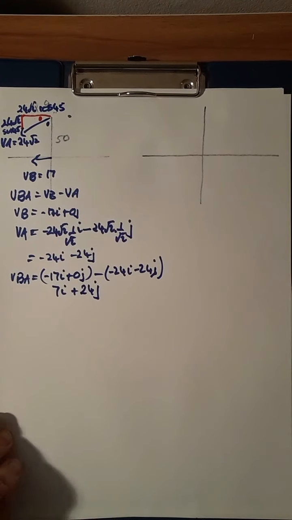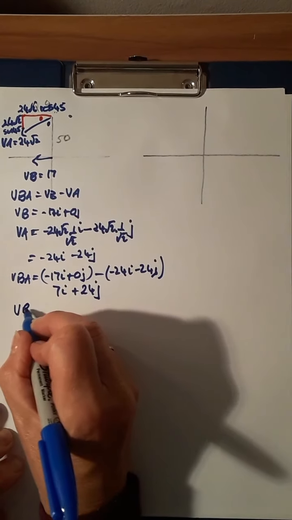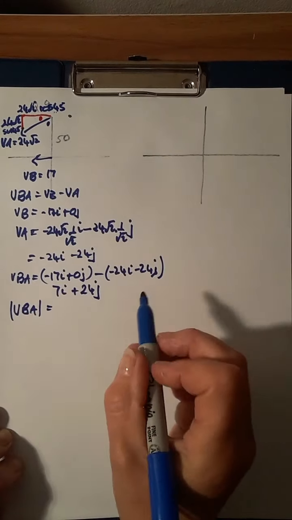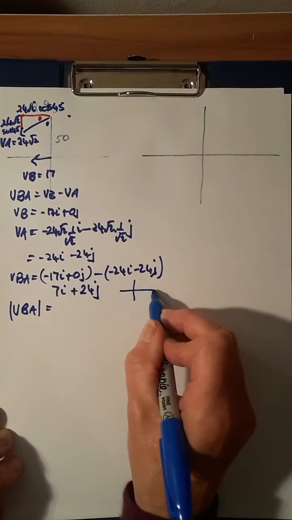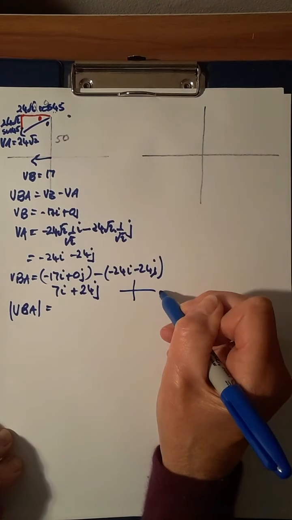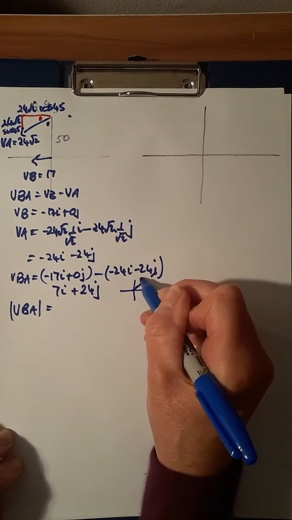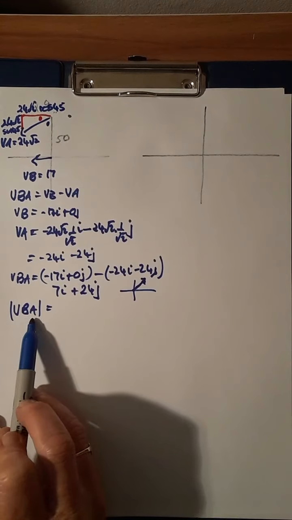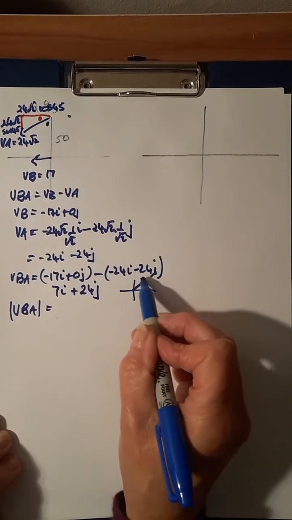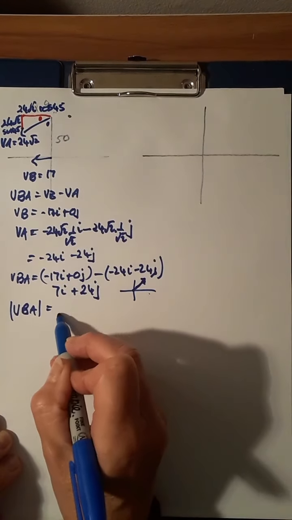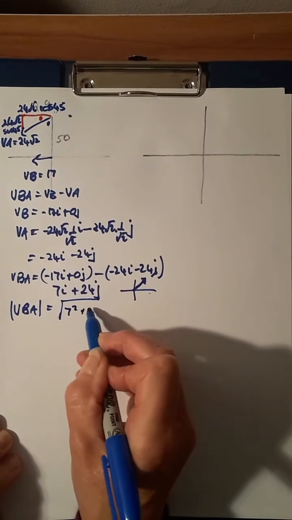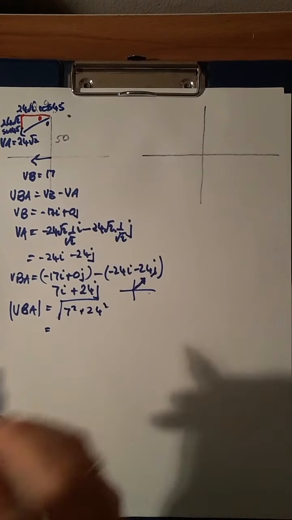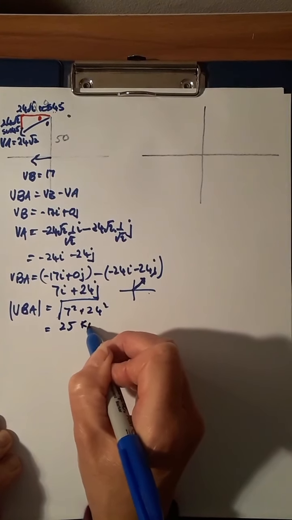Now the question asks for the magnitude and direction, so to find the magnitude of that relative velocity, remember the relative velocity is in the 7, positive I, positive J direction, so it's heading off in that direction like that. So the actual magnitude of it is like making a right angle and doing a Pythagoras, so it would be the square root of 7 squared plus 24 squared. When you work that out, you get 25, and that's kilometres per hour.